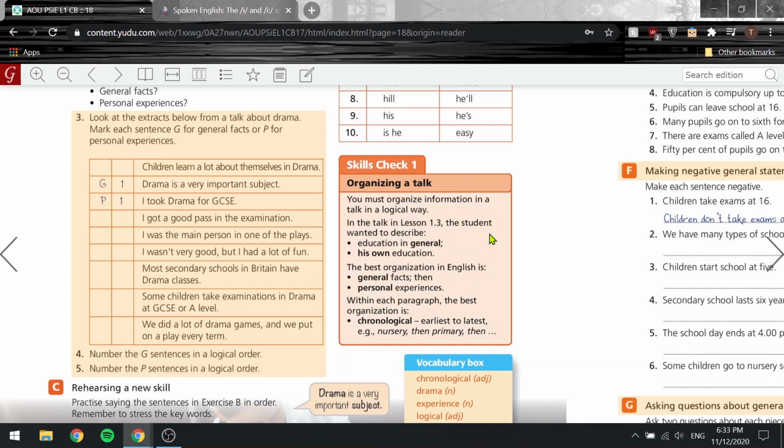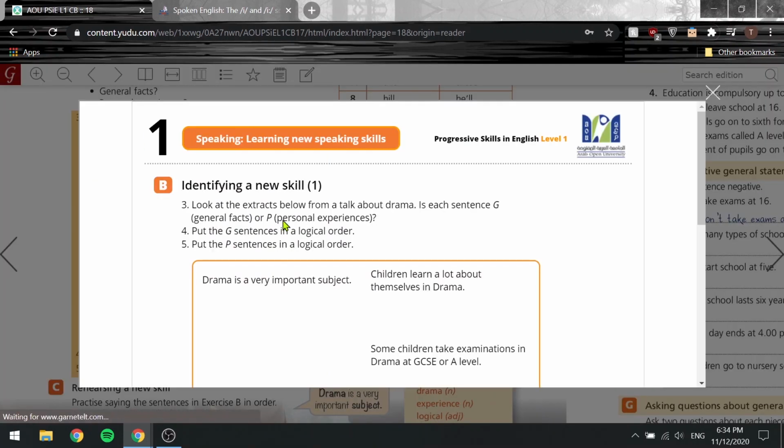And then you'll talk about your own personal experiences. Okay. Within each paragraph, the best organization is something called chronological order, which is going from the beginning to the last. So let's say, for example, we talked about how in Britain they have nursery, primary, secondary, and then sixth form. I can't start talking about primary before nursery, right? It only makes sense that I start from the earliest and then move upwards to the latest. This is basically what chronological means.